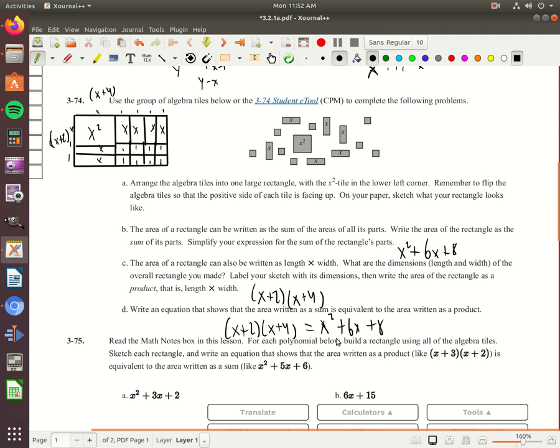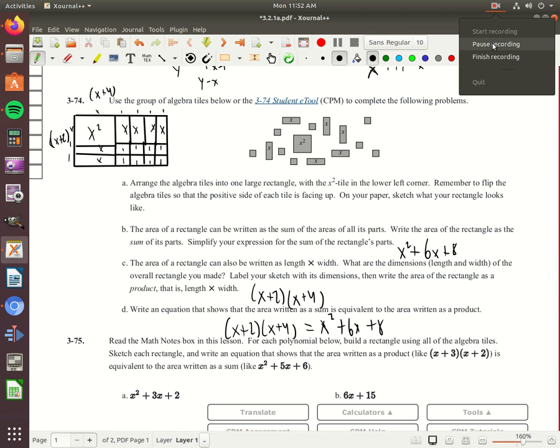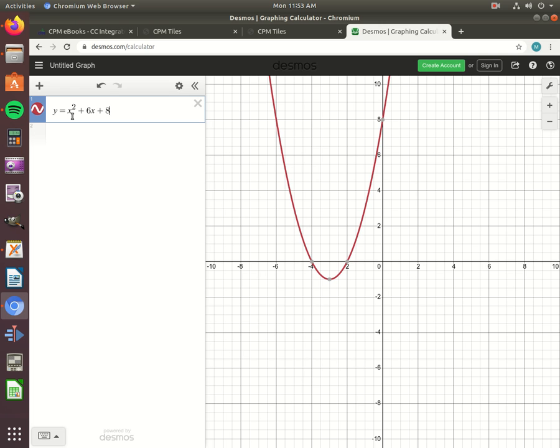Our product equals our sum, and it's just a different way of writing the same thing. By the way, I think this is kind of interesting. Let me pause this and go to Desmos and show you what I'm talking about. X squared plus 6x plus 8. I put it in, and you'll see we get this one parabola.